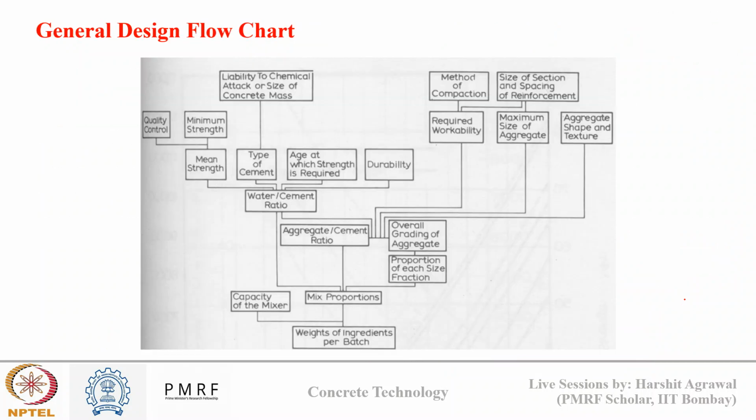This chart was shown in the NPTEL recording, which summarizes the entire thing. We have strength, quality control, mean strength, type of cement, age required, durability. That helps us to define the W by C ratio. We get the aggregate cement ratio, the overall grading of aggregate, and proportioning of each fraction. All these things help us determine the mixture proportioning, based on the workability requirement also; aggregate shape and aggregate size also affect the workability. And finally, once we have the mixture proportioning, based on the capacity of the concrete mixture, I can define the weight of ingredients per batch.